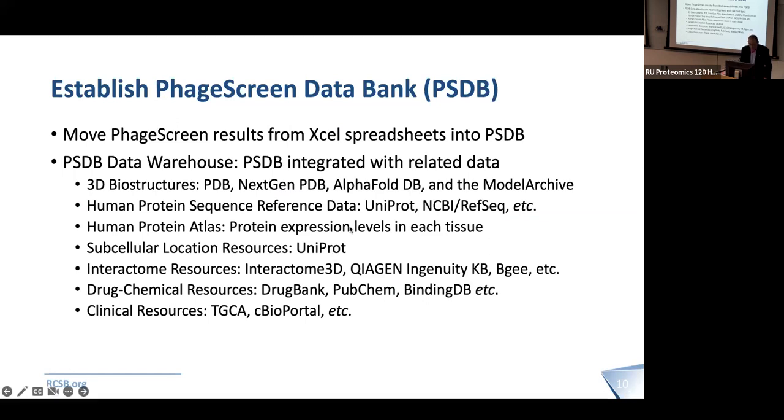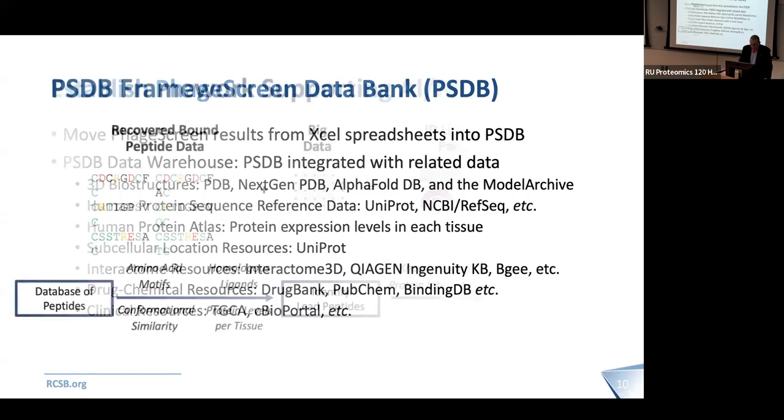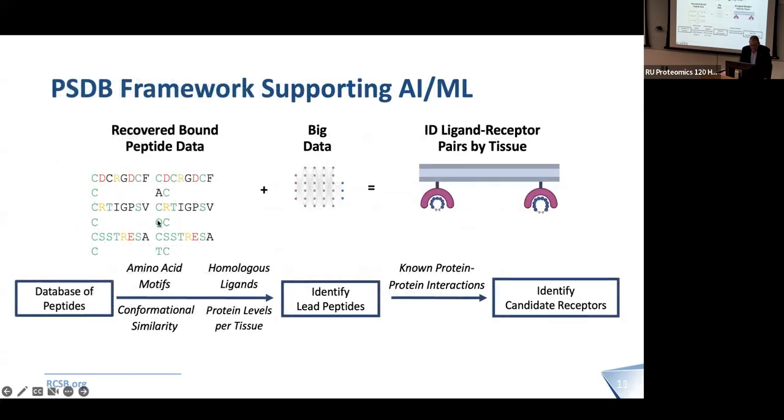information. And as I said, I've talked about 3D biostructure data, but of course we're going to be bringing in human protein sequence reference data, the Human Protein Atlas, information about subcellular localization, information about interactomes, and also drug chemical resources such as DrugBank, and ultimately clinical resources such as TCGA and cBioPortal for those interested in cancer.